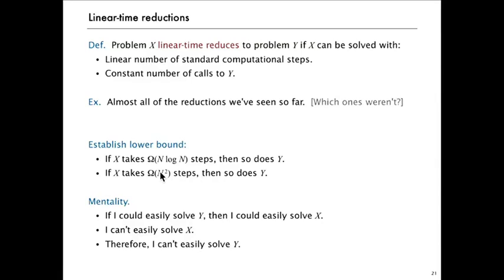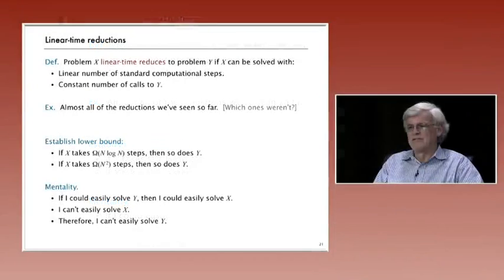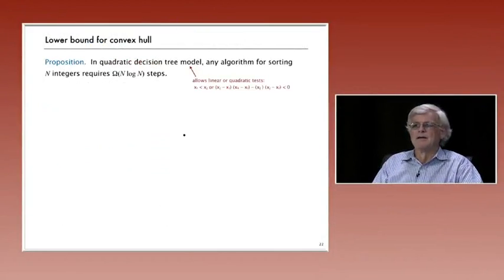So the reduction allows us to propagate the lower bound. If I could solve y, then I could easily solve x. But I know I can't easily solve x, so therefore I can't easily solve y. It's a very powerful technique, and really where most of our lower bounds come from.